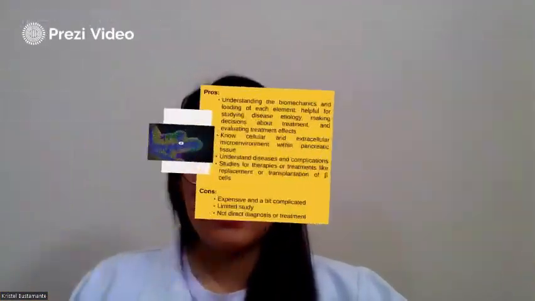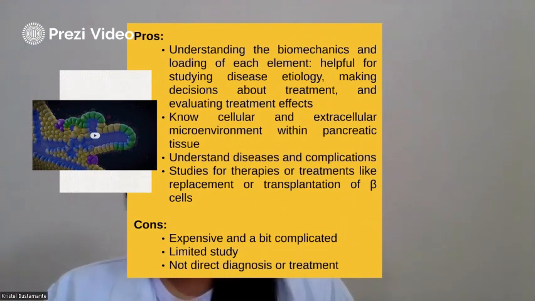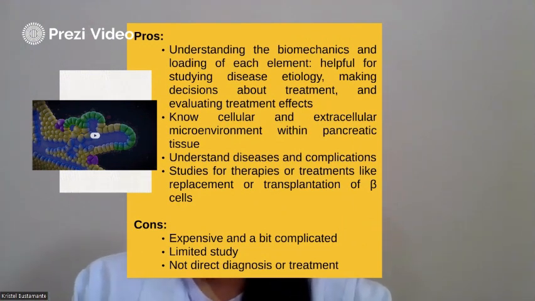Okay. Next, pros and cons. Pros: understanding the biomechanics and learning of each element is helpful for studying disease etiology, making decisions about treatment, and evaluating treatment effects. Now, cellular and extracellular microenvironments within pancreatic tissues help us understand disease and complications, and study therapies or treatments like replacement or transplantation of beta cells. Cons: expensive and a bit complicated, limited study, not direct diagnostic for treatment.